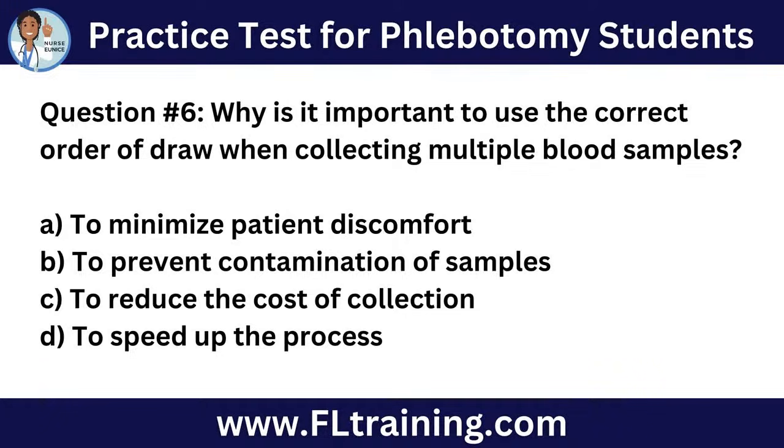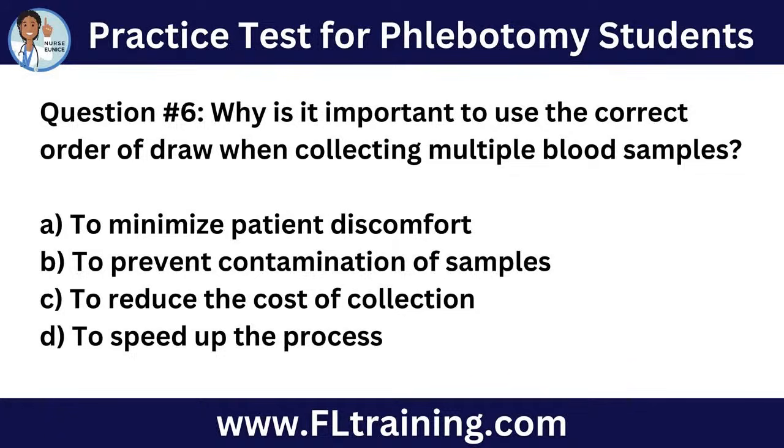Question number 6, why is it important to use the correct order of draw when collecting multiple blood samples? So we have all these vials, right? We call them our vacutainers, and we take them into the room. Why is it important to draw them in a specific order? Is it A, to minimize patient discomfort, B, to prevent contamination of samples, C, to reduce the cost of collection, or D, to speed up the collection process? Why does the order of draw matter?